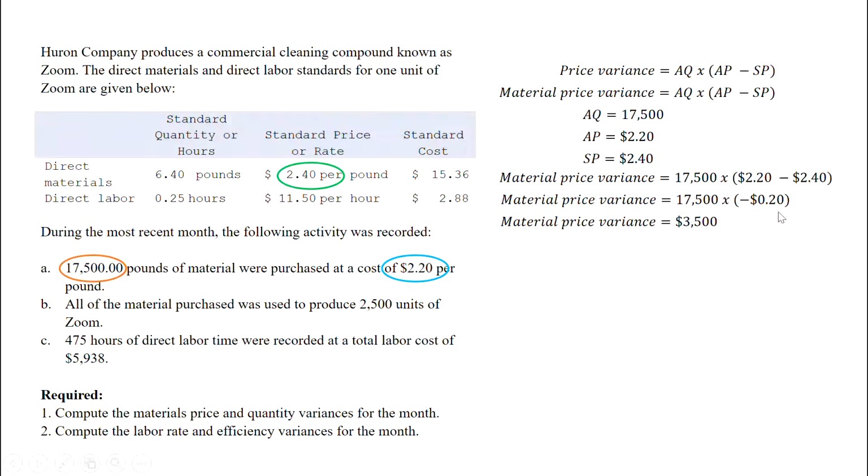If we thought we were going to pay $2.40 per pound and we only paid $2.20, we saved 20 cents. We're the buyer, that's a good thing. So this is going to be a favorable variance.